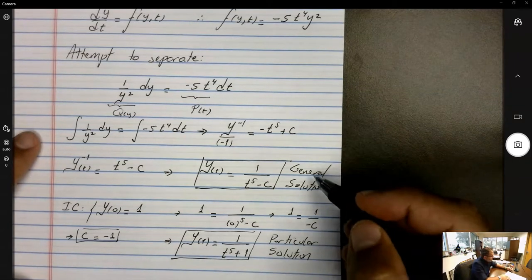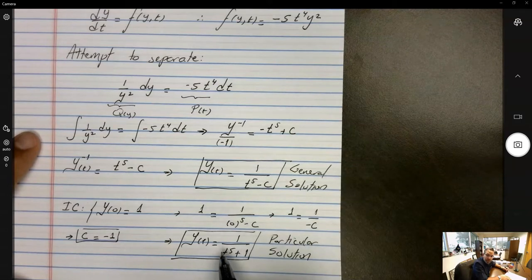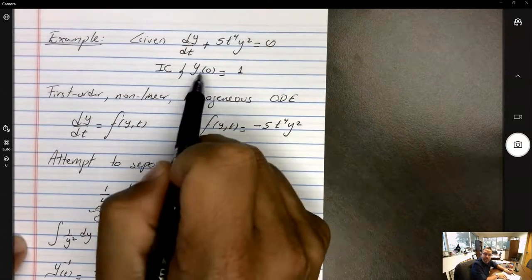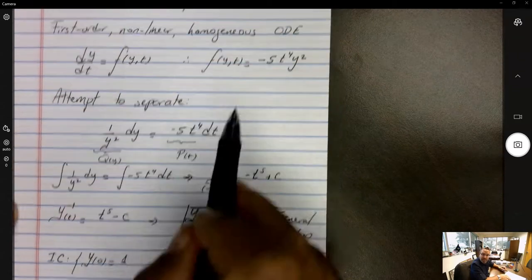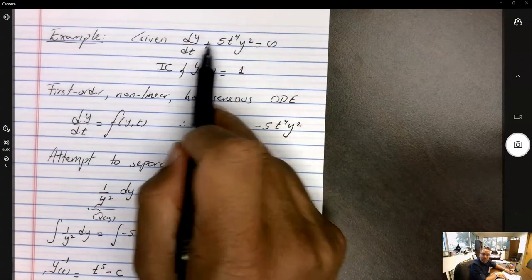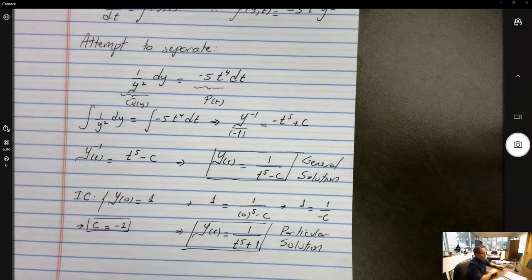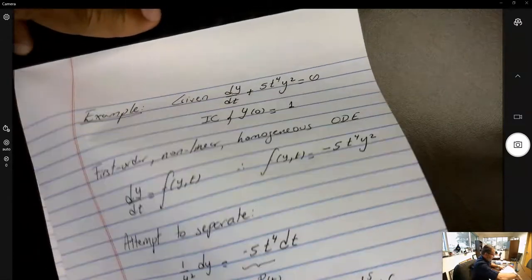Now, this one's the general solution because it's general. It's a family of possible solutions. This is a particular solution because there's only one solution that satisfies both the differential equation and the initial condition simultaneously. If you replace t with 0, you get 1 over 1, which is 1, which is what the initial condition says. And if you differentiate this and plug it in here, and plug y in here, you get that the equation is satisfied. So this is simultaneously the solution of the differential equation and the initial condition. This is the solution to the initial value problem. All right, that's simple.